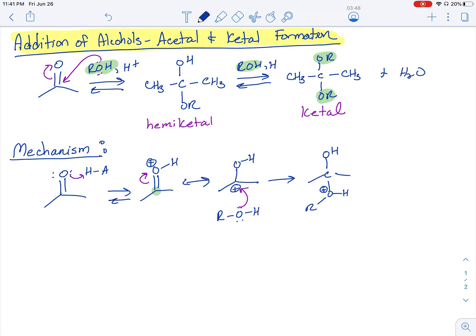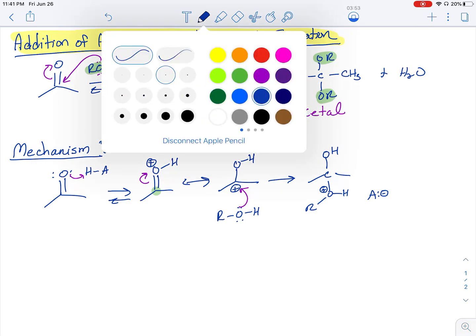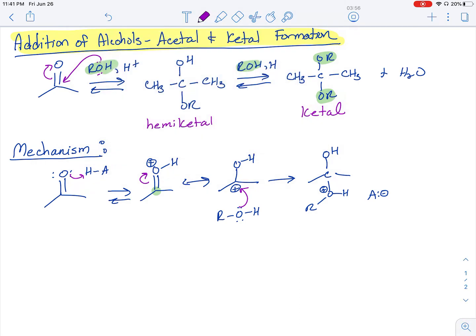And then the conjugate base is going to come and deprotonate so that we can get to our Hemi Ketal. So we end up with this. All right. So we've added one alcohol across the carbonyl, right? But remember we said we're using two equivalents of alcohol here to do this, right? So with that said, we're going to do this again, right? But now we've regenerated our acid in this step. So we have our acid now.